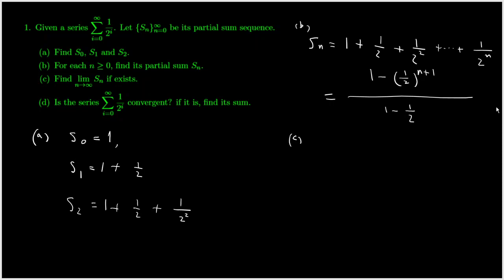Okay, now we move on to C. In C, we are going to compute the limit of the partial sum sequence. In question C, we are trying to compute the limit as n goes to infinity, as n gets larger and larger, of the partial sum sequence. So which means we are trying to compute the limit as n approaches infinity.